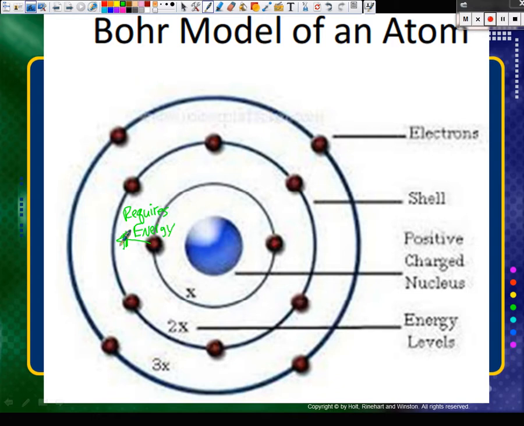So for something to go out an energy level, or an orbit is what he called it, it's going to require some energy. Okay? But what happens when this electron wants to jump down here? What does it do? It releases energy.